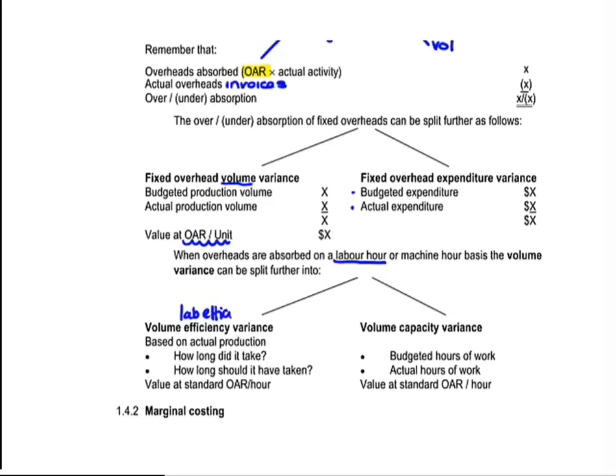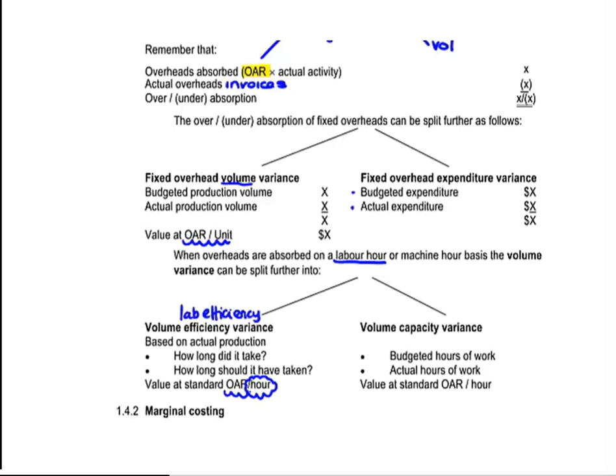So it's looking at how long production took compared to how long it should have taken. Because if we absorb fixed overheads for every hour that labour works, and the labour are inefficient, we're going to end up with more fixed overheads absorbed. And that difference is valued not at the standard overhead absorption rate per unit, but instead the OAR per hour.